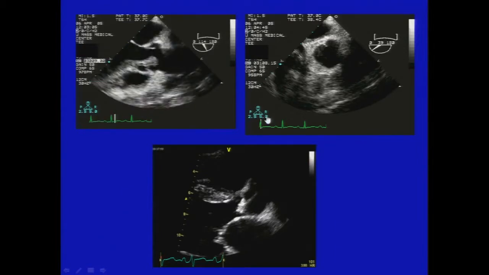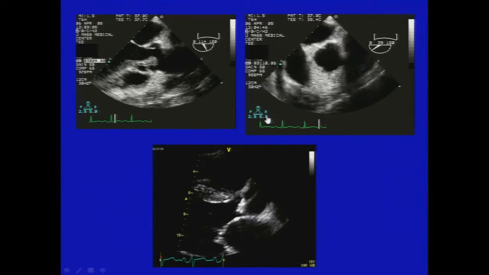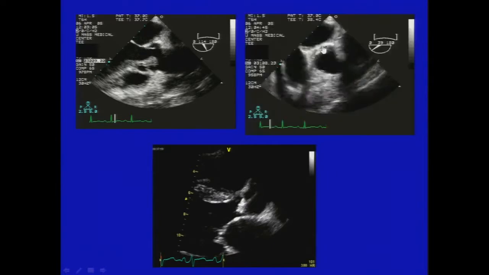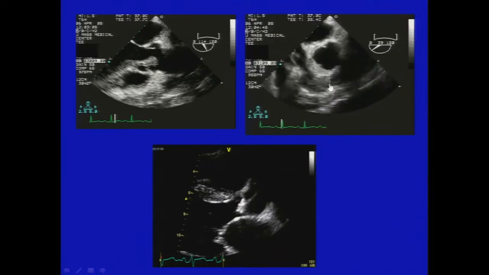It's also important to remember that about 10% of patients that have native valve aortic endocarditis will also have periannular extension. Here on the TE, you can see an abscess in the aortic root.